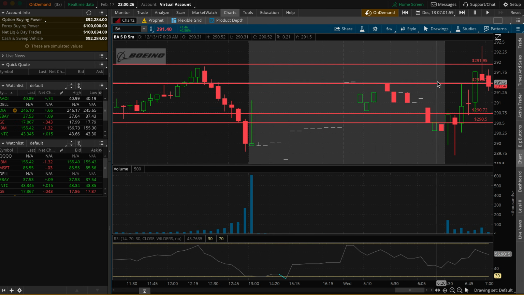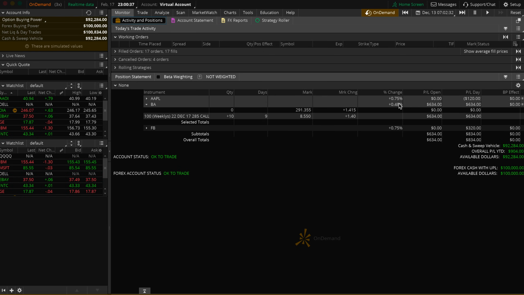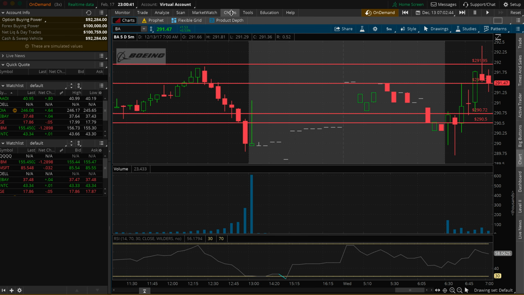So let's see if this holds right here. And let's see if we get a turnaround. Let's look at our position. We're still up $600. It looks like it's holding that. Hopefully it holds that. But it's 7 o'clock and we're up $600.